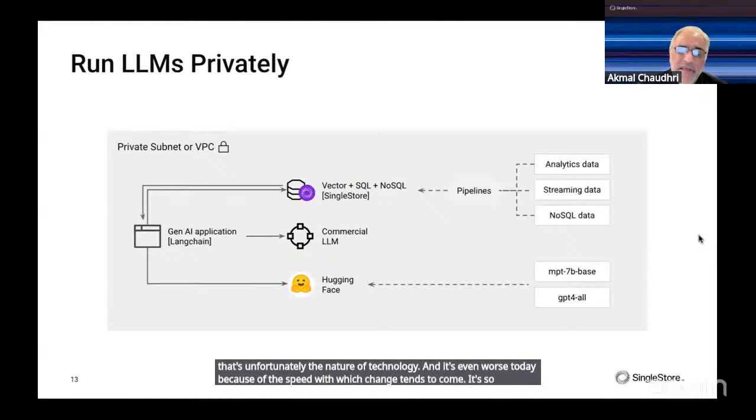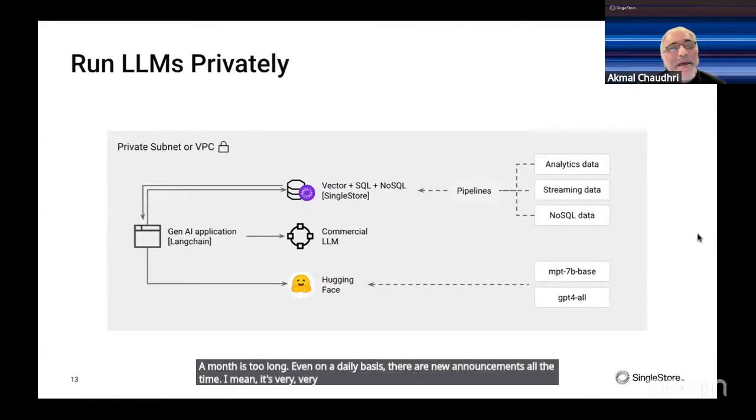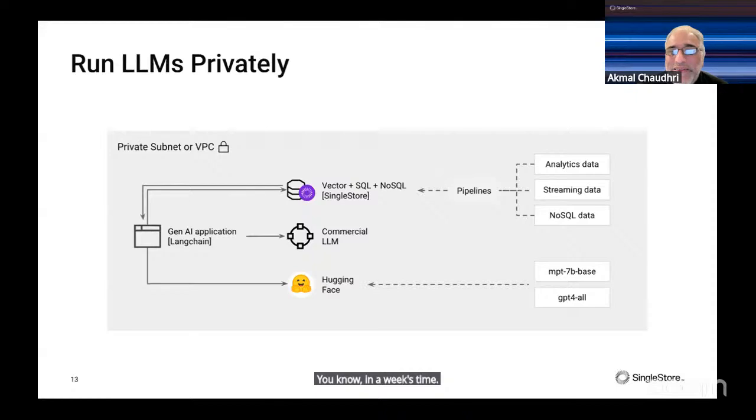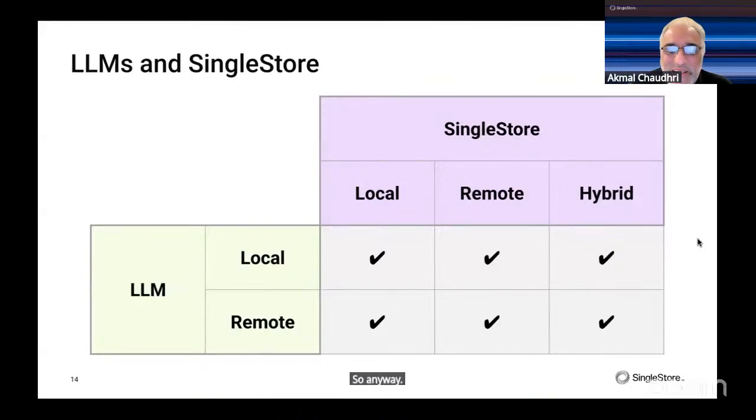It's so fast. Six months is too long. A month is too long. Even on a daily basis, there are new announcements all the time. It's very, very challenging. And the poor business leader, he or she is faced with these concerns and challenges, and equally for the developer, you're wondering what technology you should be learning now. In a week's time, someone else has come out with something better. It's very, very difficult and challenging. I don't envy you. Anyway, we can discuss that another time.